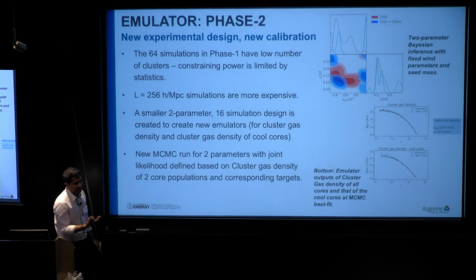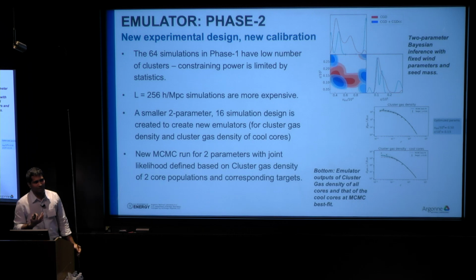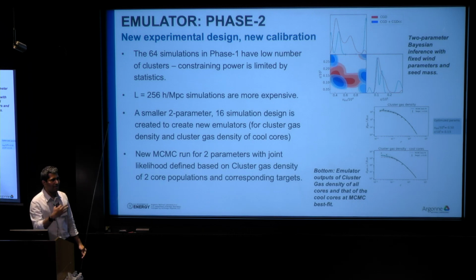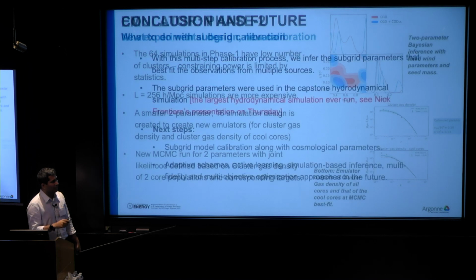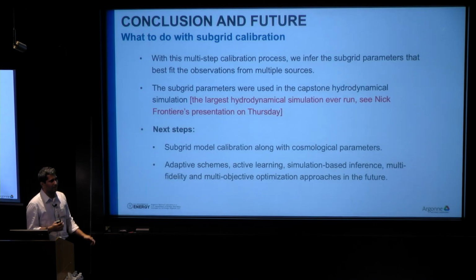Now, of course, this is not an automated way of doing it. This is a multi-stage approach, but we are doing the active learning by hand. But essentially, this gives us a good idea about the amount of complications that go in when you have to constrain subgrid parameters. So with that, I'm going to conclude.